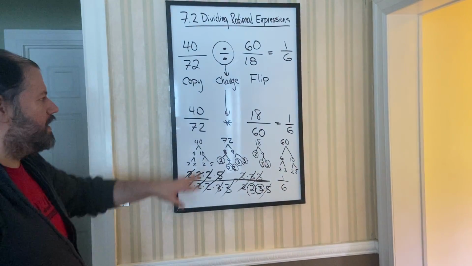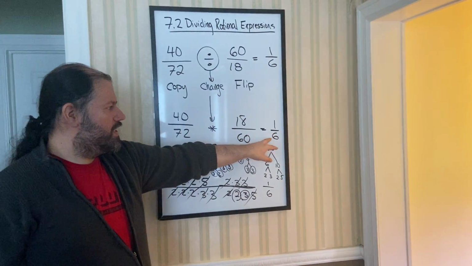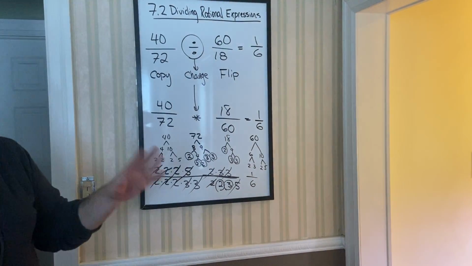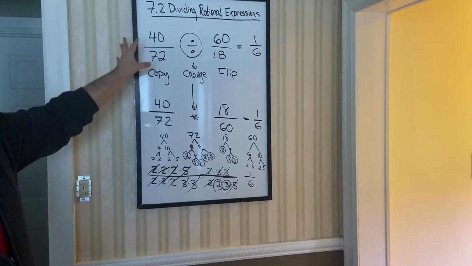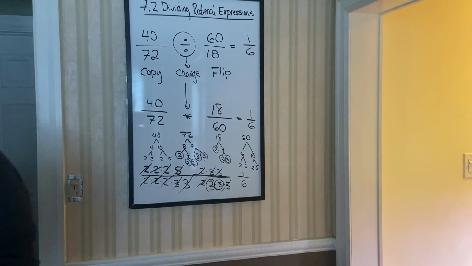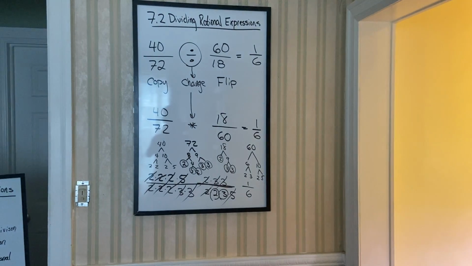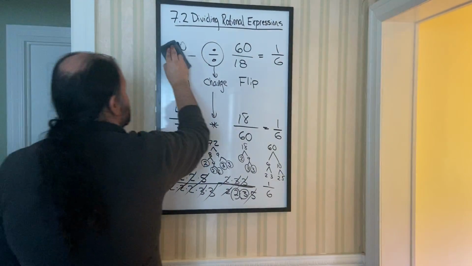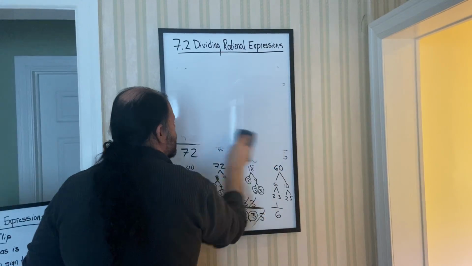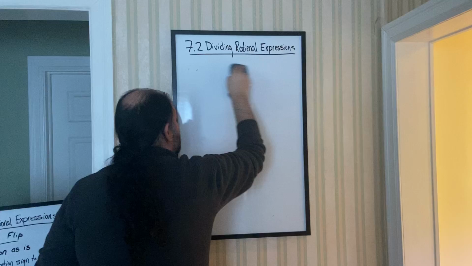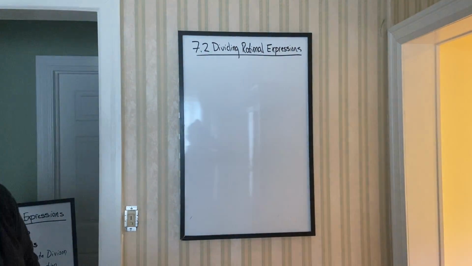And anytime that you do copy, change, flip, when you do the multiplication answer, it'll be the same for the division answer. Now, this is only one that we have with just plain numbers. Let me break this down a little further for you. Let me do one that has some variables. We'll do a simpler one and then a more complex one.